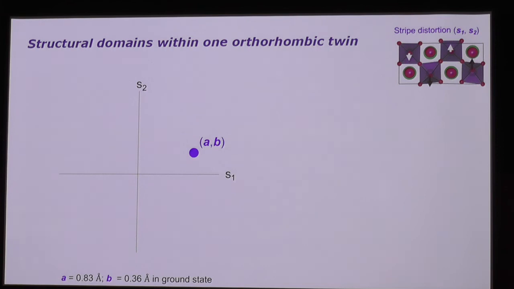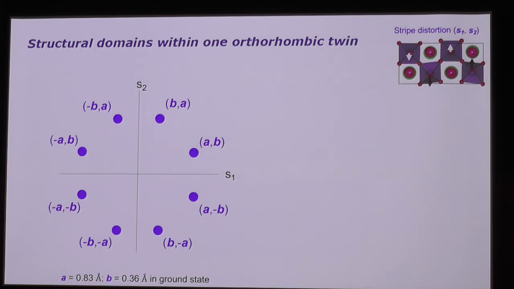So just labeled by the A and B, the amplitudes of the displacements on the two sublattices. So this is one domain. In fact, there's eight structural domains here, corresponding to different orientational variants.